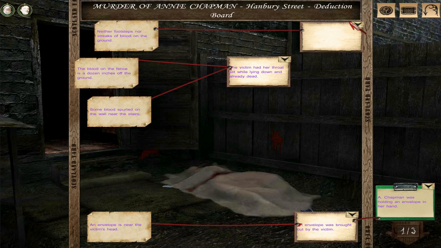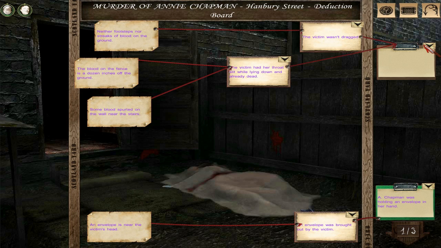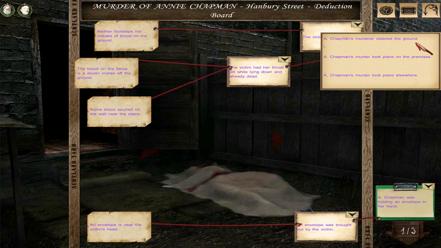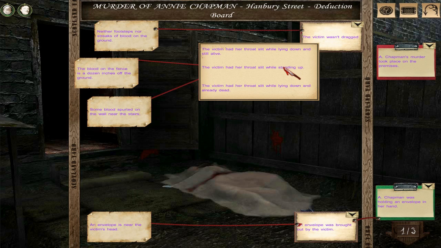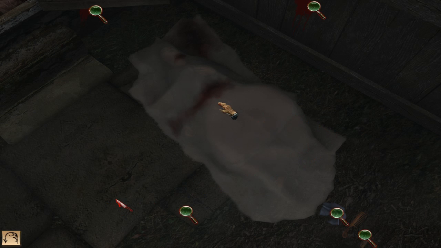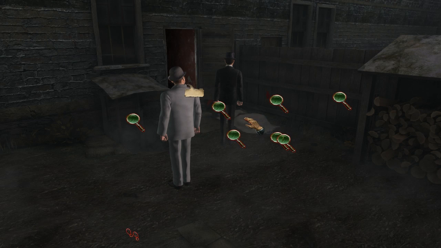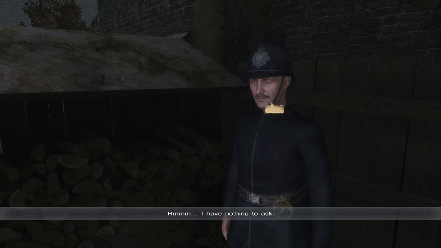Already dead. Still alive, huh? I don't want to examine the corpse just yet. Alright. I'll have to talk. I have nothing to ask.